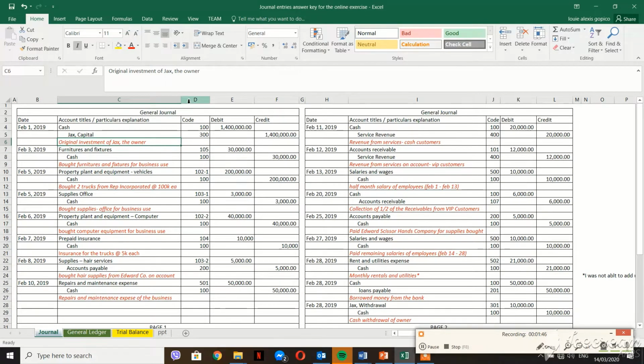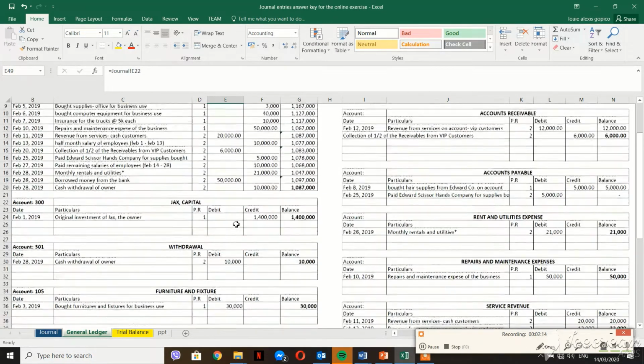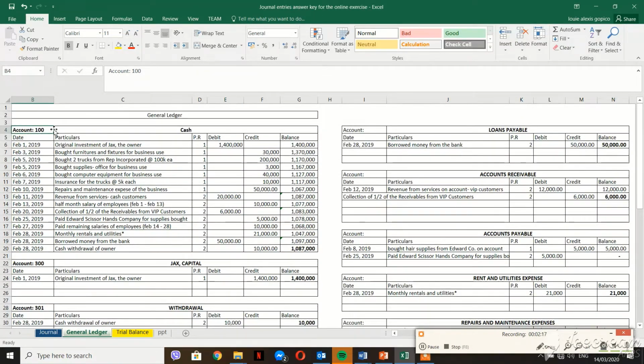So basically, the code you are seeing here is the chart of accounts. But the main purpose of this PR code, PR, posting reference, is for you to be able to cross-refer this transaction to the ledger. Meaning, para hindi kayo malito. If you look at this, cash, 100, PR 100. So if you look at the ledger, you can easily look for this account, 100. Now, if you are in the ledger naman, the posting reference is the page number. Because there are so many transactions, di ba?